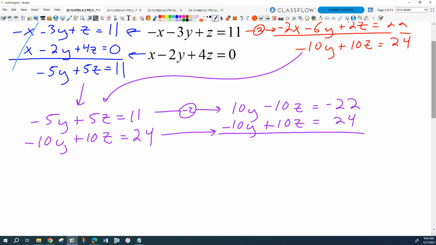Well, look, if I add all those up, look what happens. The y's cancel and the z's cancel, leaving me with what on the left? 0. So I get 0 equals 2. What's that telling us? No solution. Yeah. Okay.